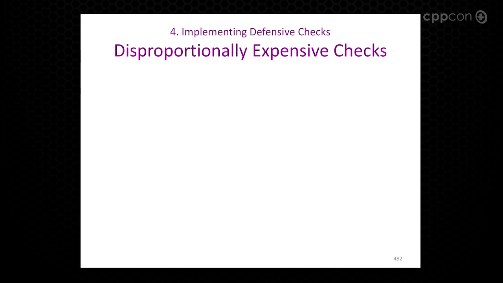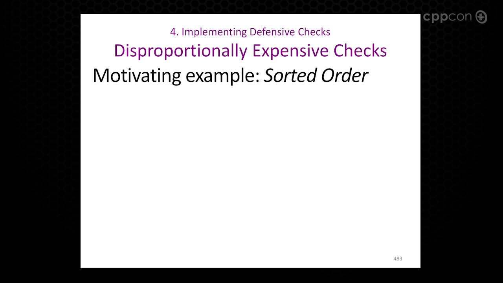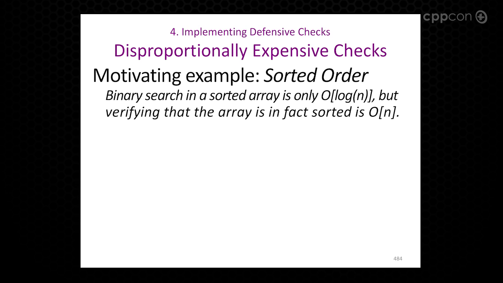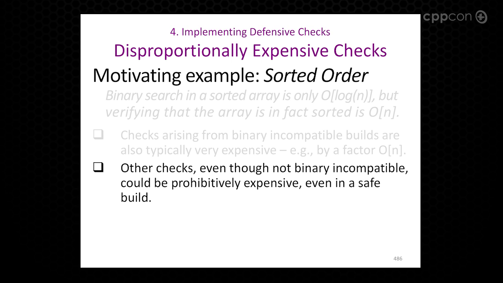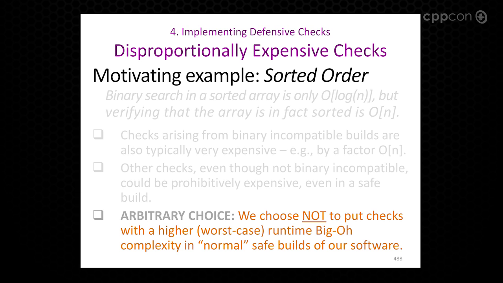Okay, disproportionately expensive checks. This is an arbitrary thing that we've decided. When you have a check that's bigger than the work being done by the component, even though it is binary compatible, we're going to choose to put it inside a safe 2 because we want to be able to use safe mode anywhere without getting really strange order of magnitude problems. So even if it is binary compatible, but it's big O more expensive, we're going to do this. The example was a logarithmic lookup and a check that was linear. That would not be in a safe mode build. That's our choice as a library vendor. That's what we do. I hope that makes a little sense.